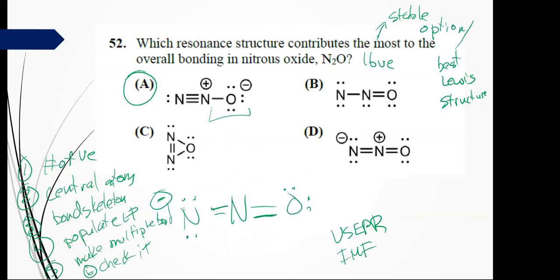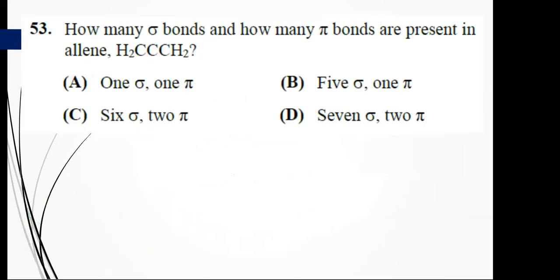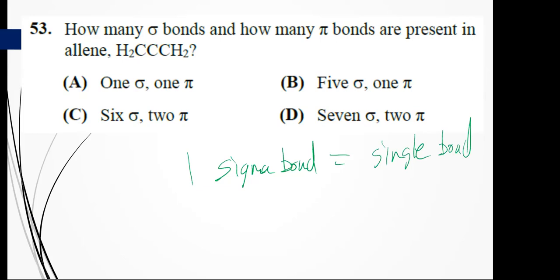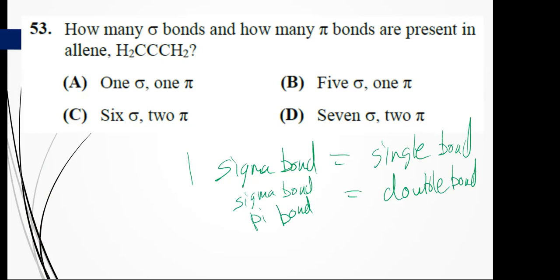Now, there's some questions about sigma bonds and pi bonds. To do this, you have to be able to draw your Lewis structures. Just remember that there's one sigma bond in a single bond. In a double bond, how many sigma bonds are there and how many pi's? So if we have a double bond, it is 1 sigma and 1 pi. And so a triple bond is still 1 sigma and 2 pi.